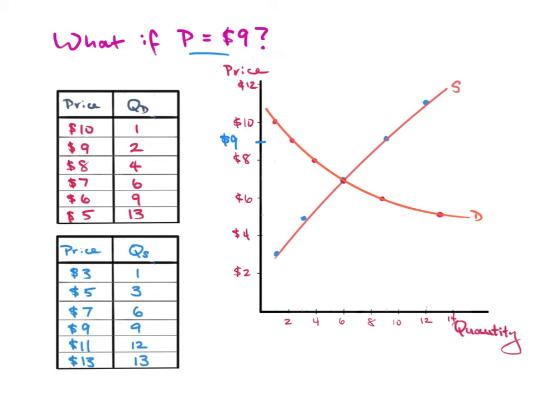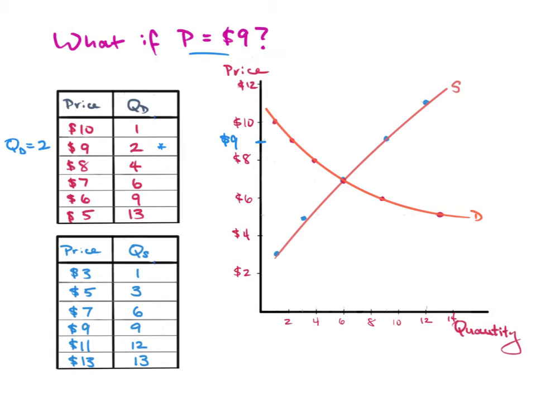First, on the demand side of the market, how many people would want to purchase hamburgers? Remember, there were only 2 people willing to pay $9 for a hamburger, Ann and Bob. Okay, so we can say that QD, quantity demanded, is 2.